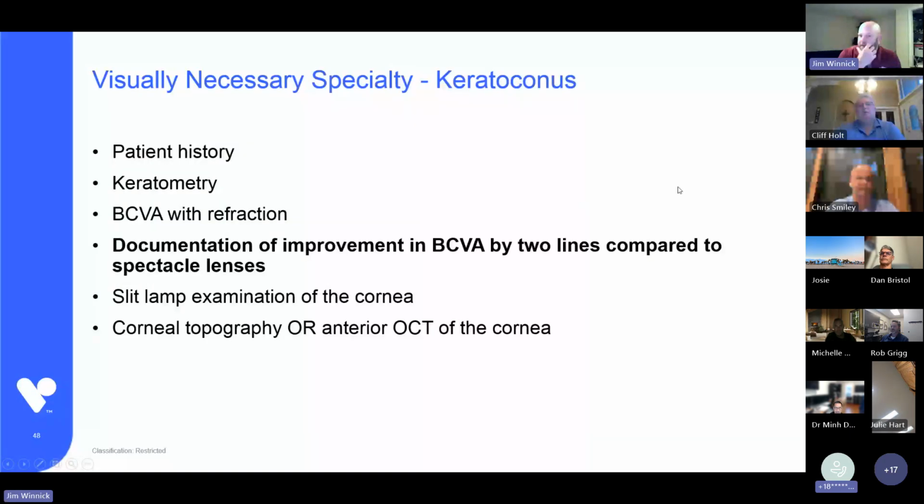Keratoconus. Keratoconus is probably the biggest area that is utilized for this program. So there are some very specific rules for it. You want to have thorough patient histories, keratometry. Again, you need that best correction with refraction and a comparison of the glasses to the contact lenses to show that, yes, this improves quality of life due to the irregular cornea that creates difficulties with the glasses. Of course, slit lamp examination of the cornea and contact lens fitting. And for keratoconus specifically, there is a requirement for either corneal topography or anterior OCT of the cornea. Straight keratometry alone does not qualify.